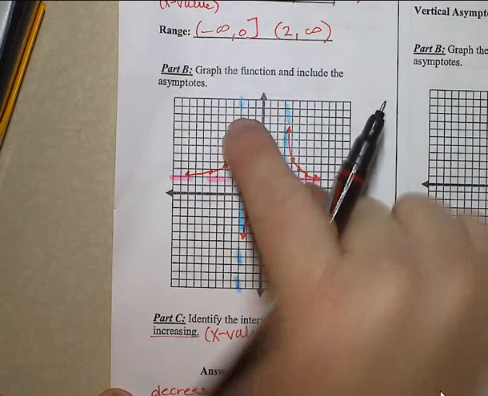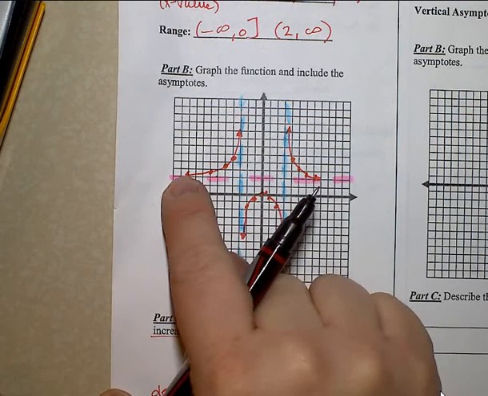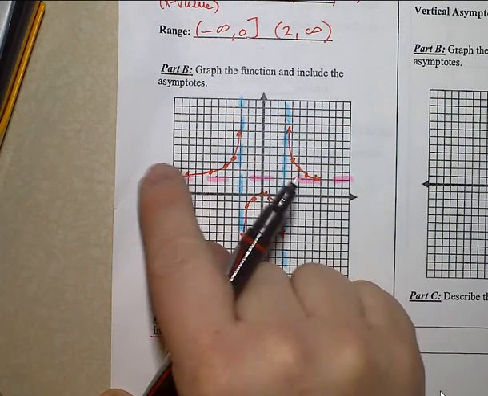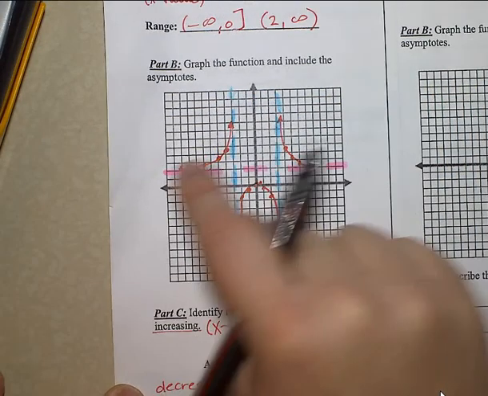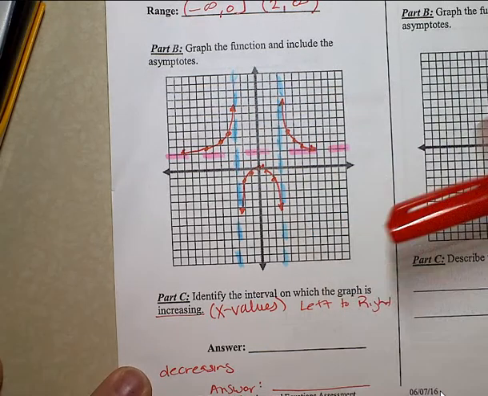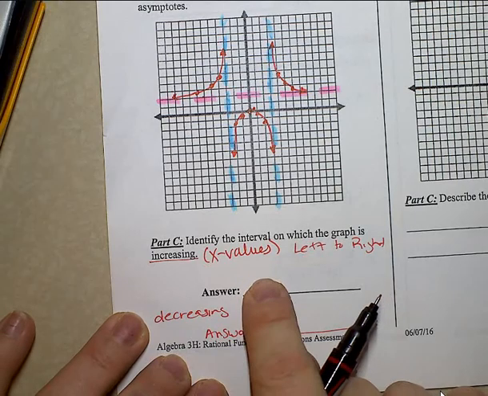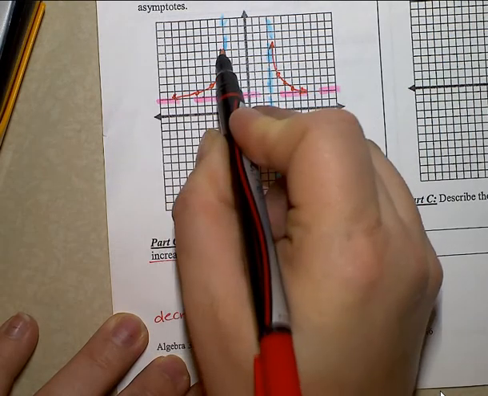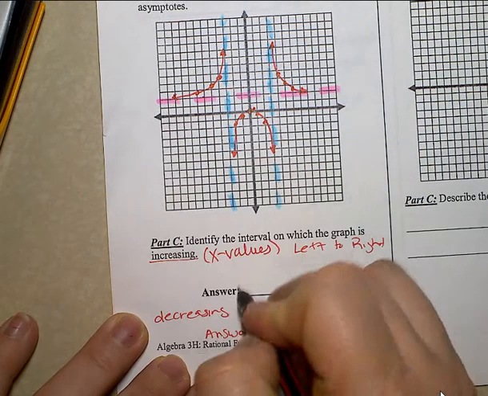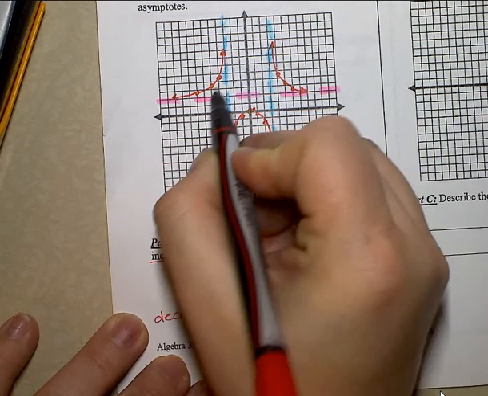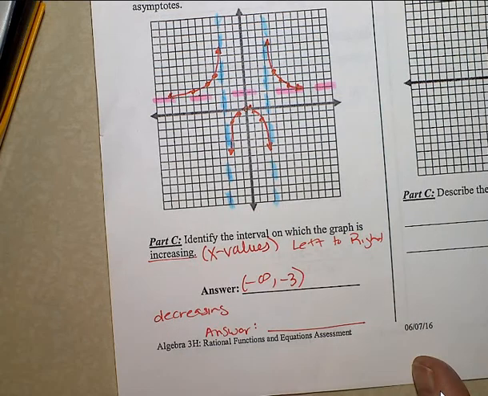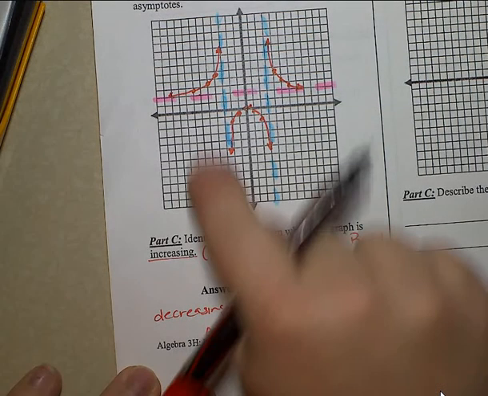So from left to right, on this portion of the graph, would you be biking uphill or downhill? Anyone? Uphill or downhill? Going uphill. Whenever we go up, we are increasing. So I go to the section that talks about increasing. And now I have to use an x value to describe this portion of the graph. Well, x values, it comes from negative infinity, and it goes as far as the x value, -3.